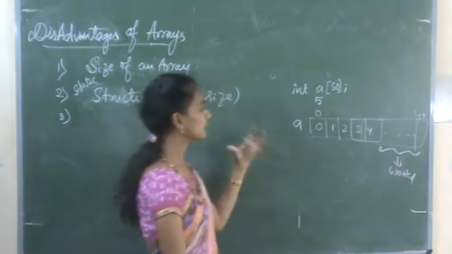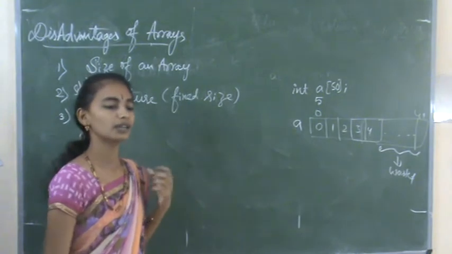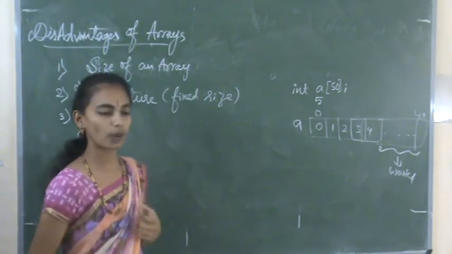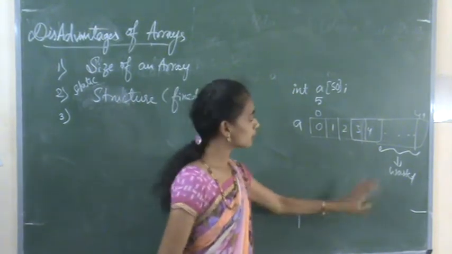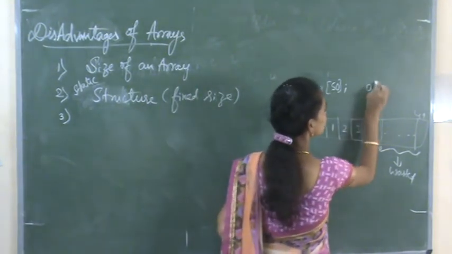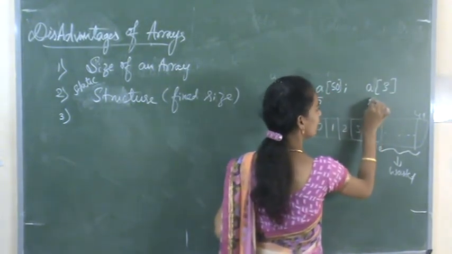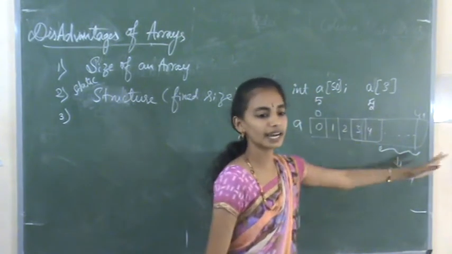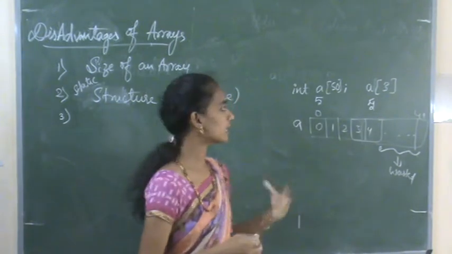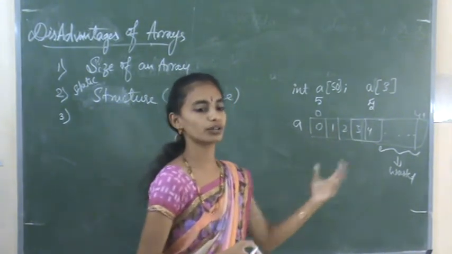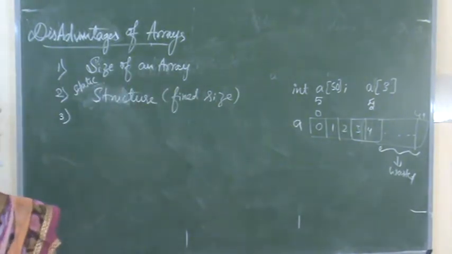So when I declare more memory, more size for an array compared to the required space, the remaining space will be wasted. If I declared the array size as only 3, but I need to enter 5 values, I cannot create the memory space for that. It leads to some problem. So we cannot create that extra memory space. That is the third disadvantage of an array.